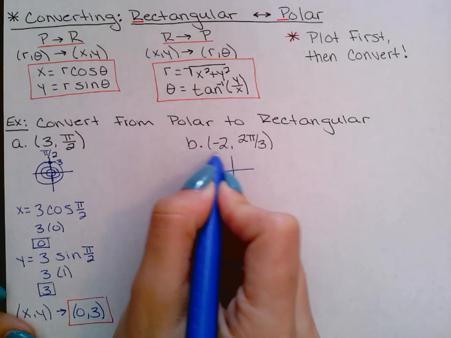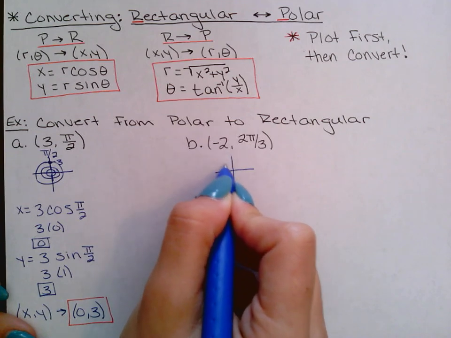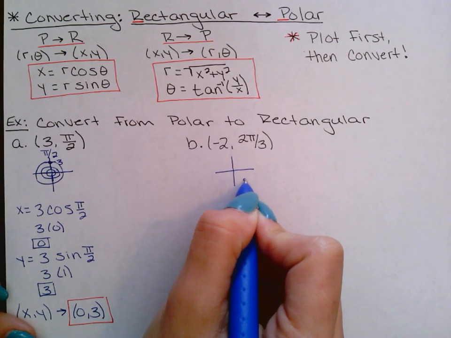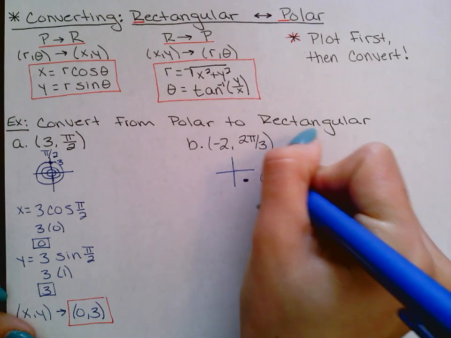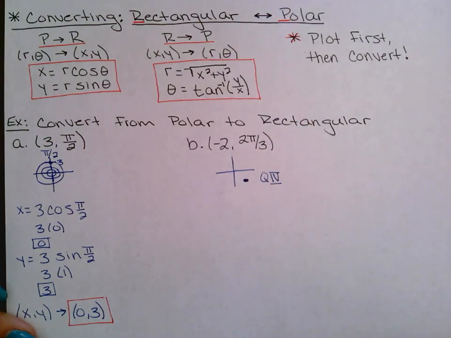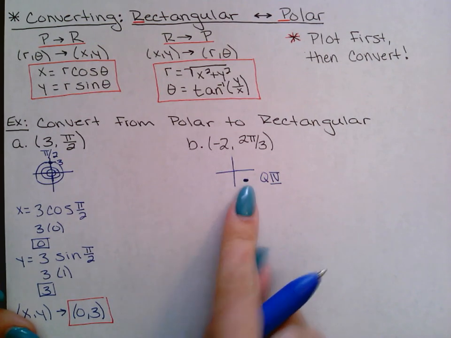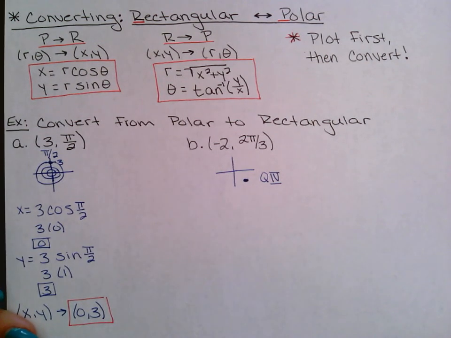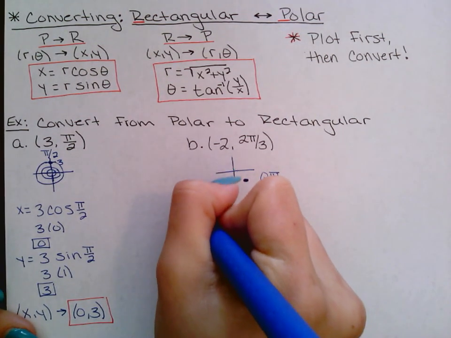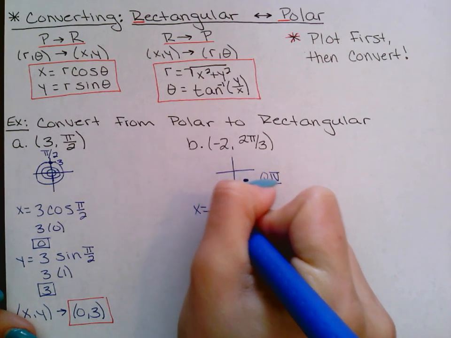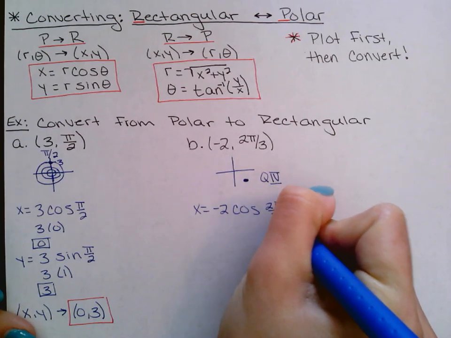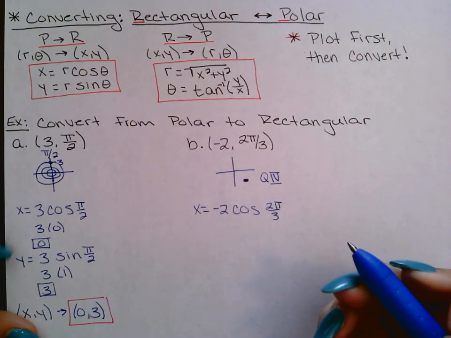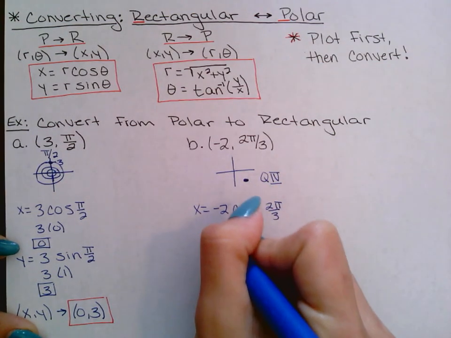So, if 2 pi over 3 is here, but I'm going to travel away from it, it means my point is going to land somewhere in quadrant 4. All right? So let's see if I get an ordered pair that matches up with me being in quadrant 4. X is r, which is negative 2, times cosine of 2 pi over 3. Cosine of 2 pi over 3 is negative 1/2.